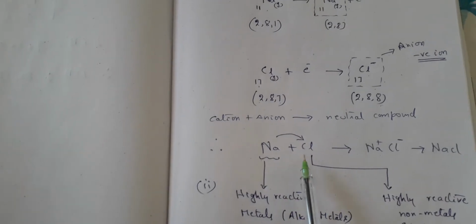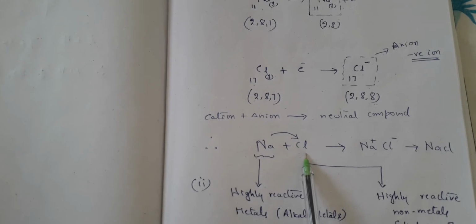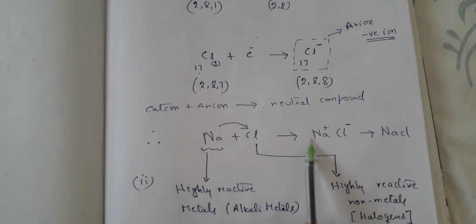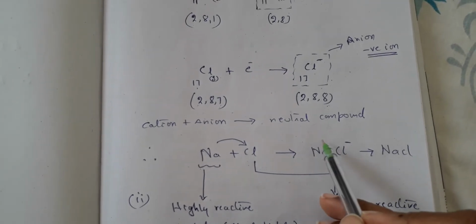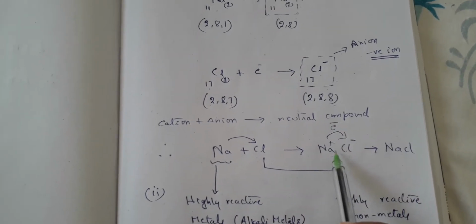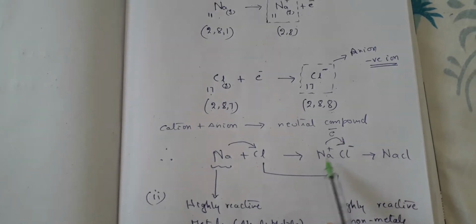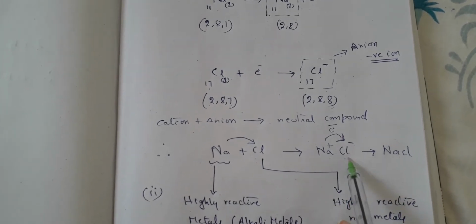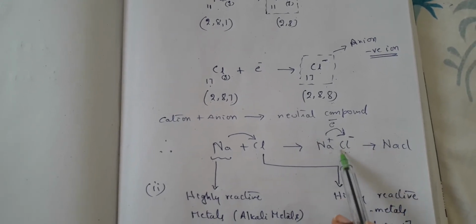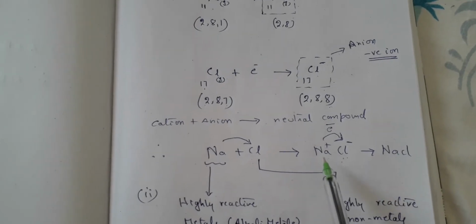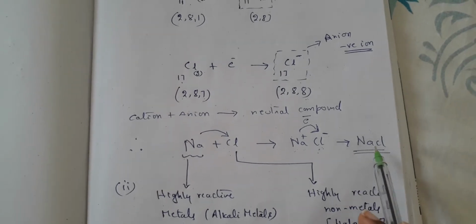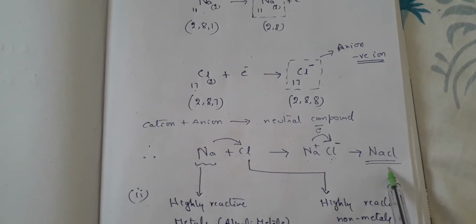So that is Na plus Cl. Whenever sodium and chlorine are brought sufficiently closer, the sodium gives out an electron to chlorine. So this will become Na plus, and as chlorine takes an electron, it will become Cl minus. Now these are two ions, so they combine together to form NaCl, which is a neutral compound.